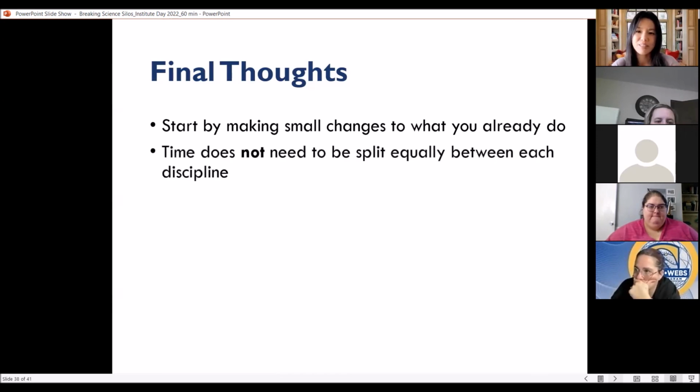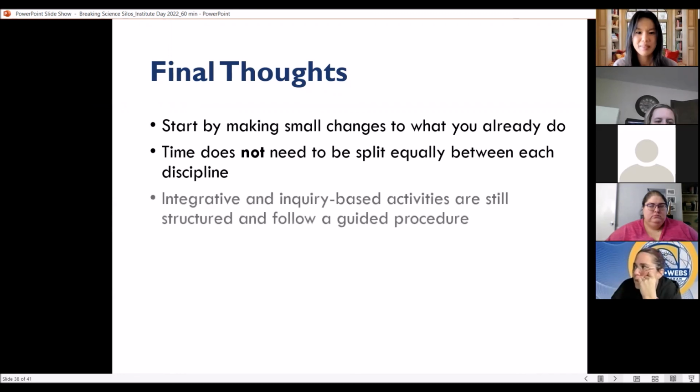The other thing to keep in mind is just because you're trying to draw connections to other content areas, it does not mean that the time has to be split 50-50, all right? Whatever content area you're teaching, right, that's still the core subject area. You don't have to dedicate the equal amount of time just because you're trying to apply it to another area.